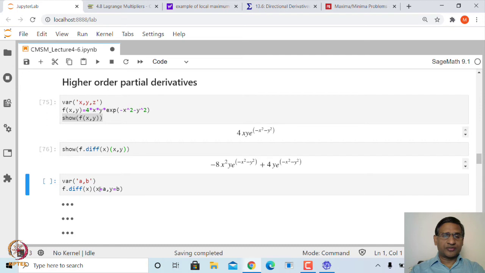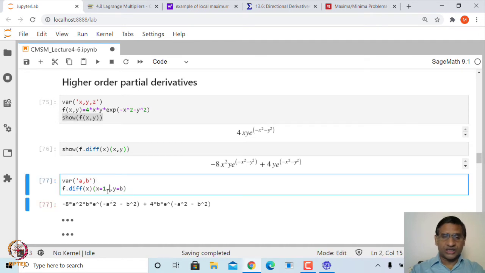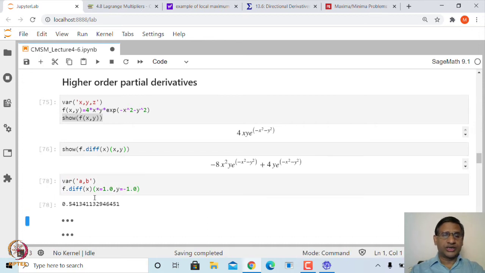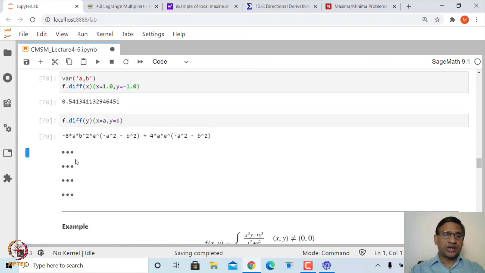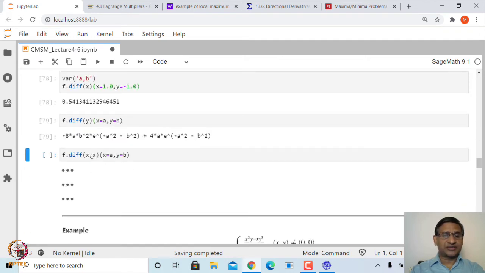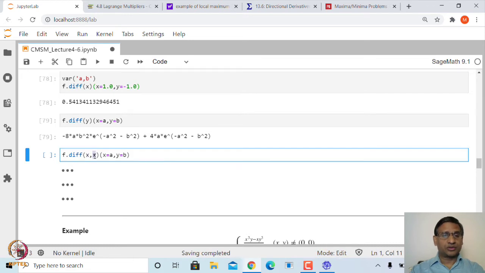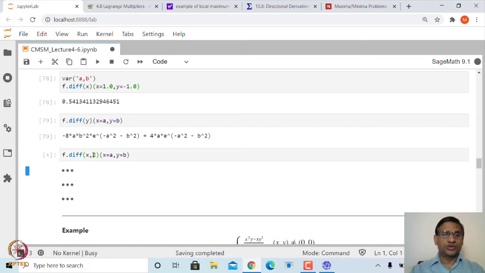Similarly, you can find the partial derivative of f with respect to x at any point (a,b). If I substitute a equal to, for example, 1.0 and b equal to minus 1.0, you will get the decimal value. Similarly, you can find the partial derivative of f with respect to y at x equal to a and y equal to b, right? If you want to find the second order partial derivative, let us say first with respect to x and then again with respect to x, that's called the second order partial derivative with respect to x. So this is how you can find it, or you could mention here 2.